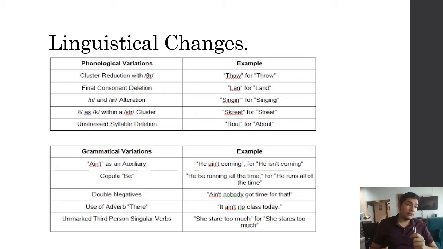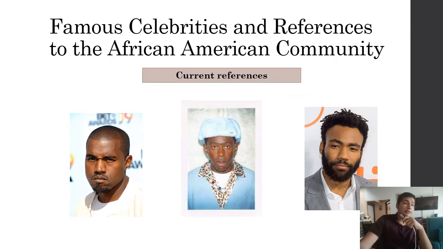Well, those are the most important examples: the ain't and the habitual be. So let's pass to the next slide. What we have here are some famous celebrities and references to the African American community. I would like to start with the current references. Here is Kanye West, one of the most important artists at the moment. Then we have Tyler, the Creator, another artist, and finally Donald Glover, better known as Childish Gambino. He's a singer and an actor. He's a pretty good artist.